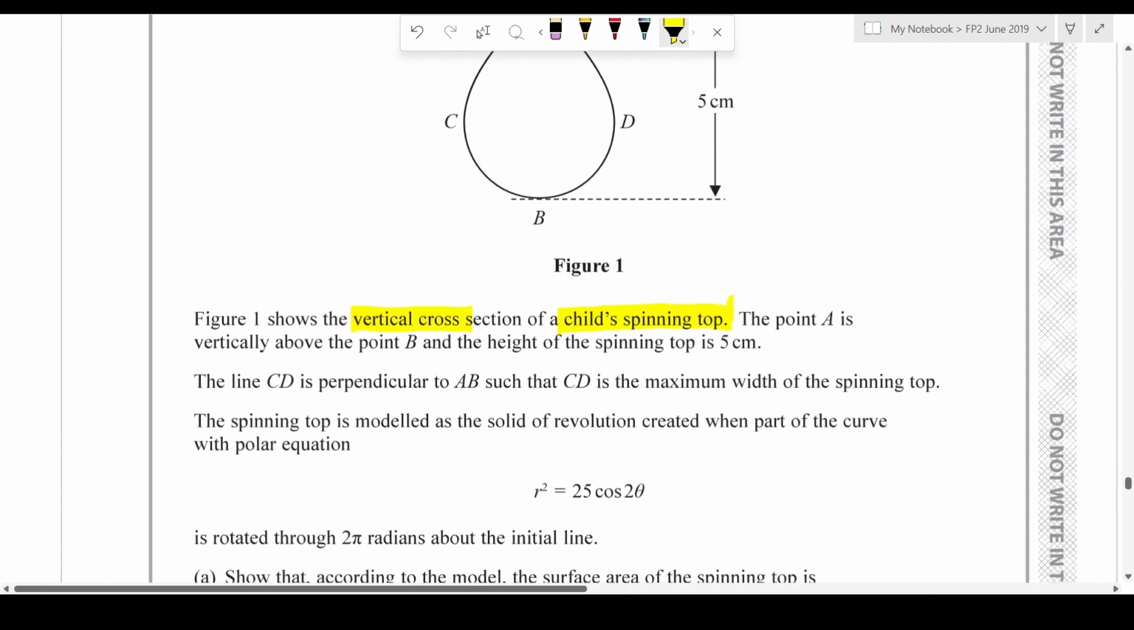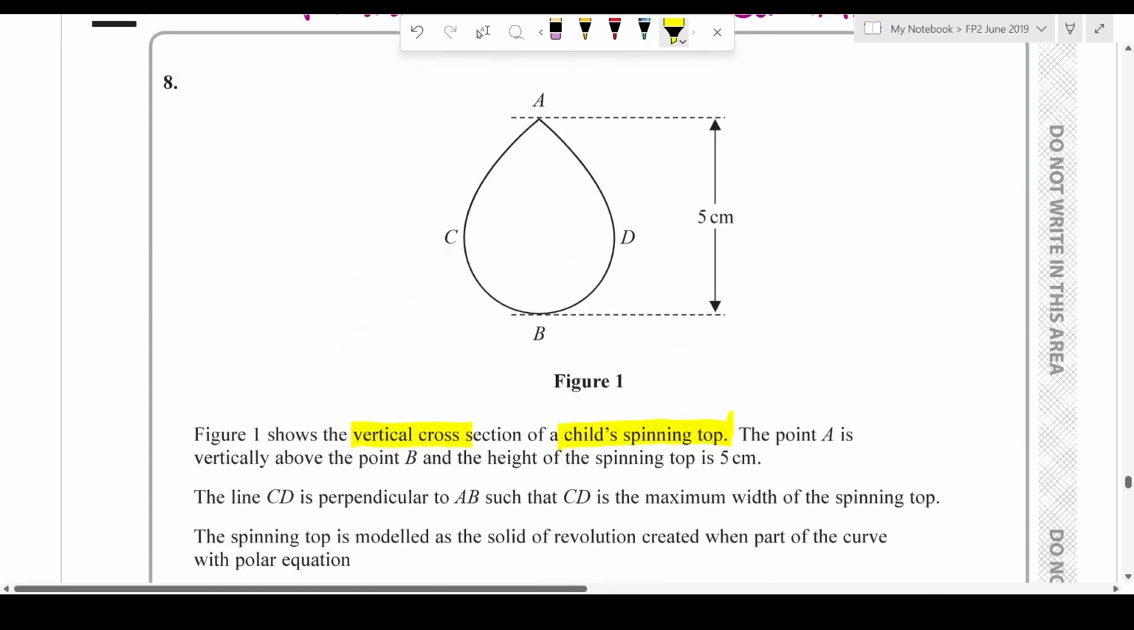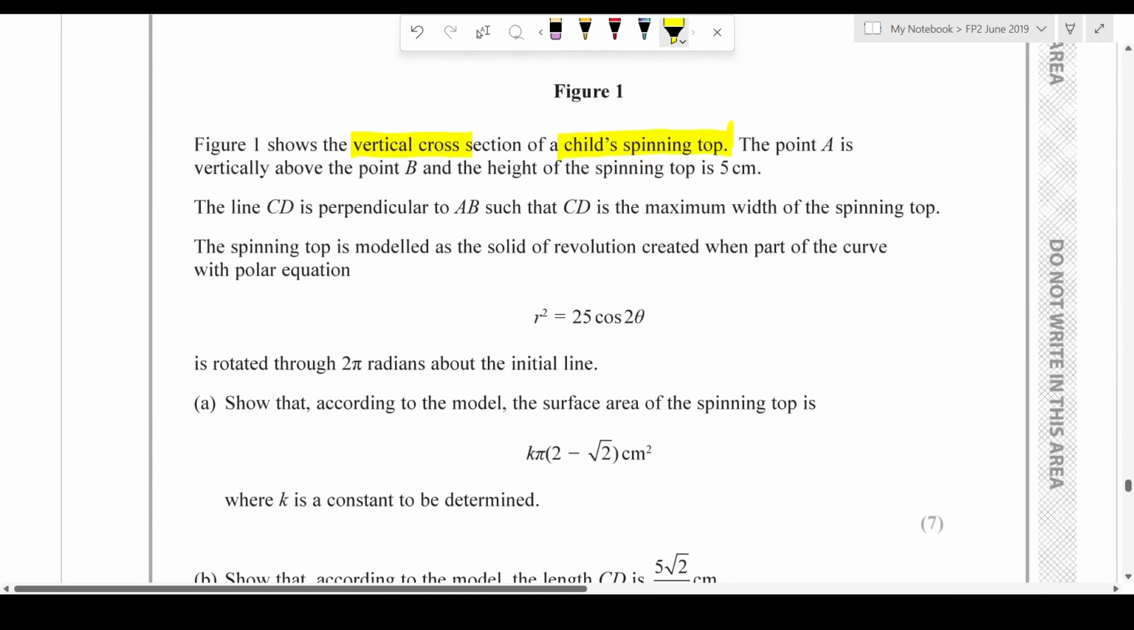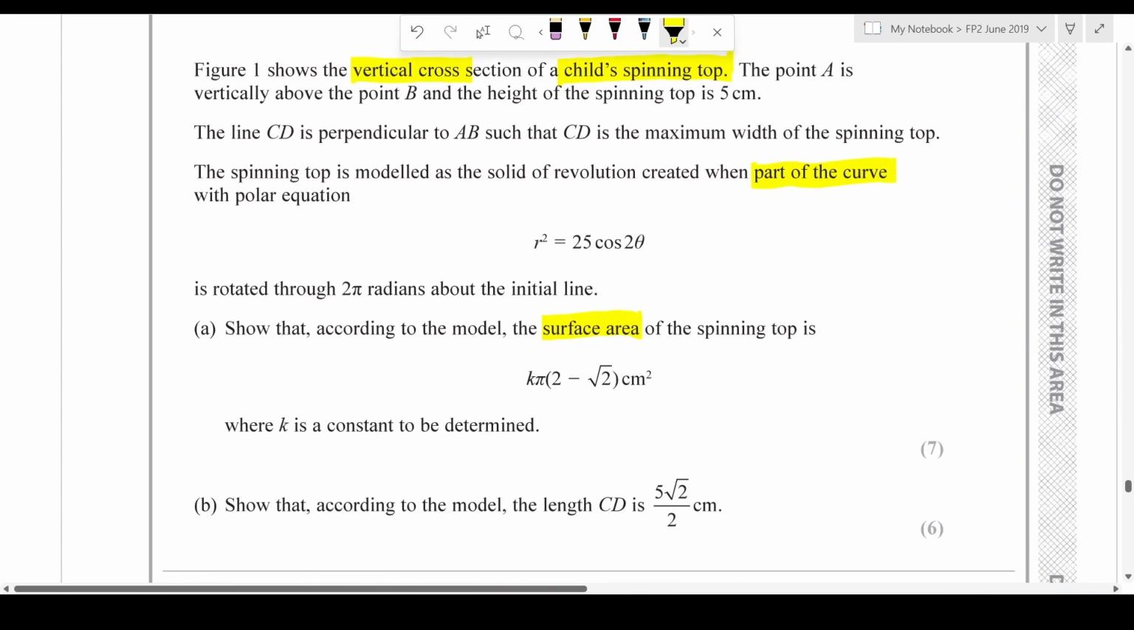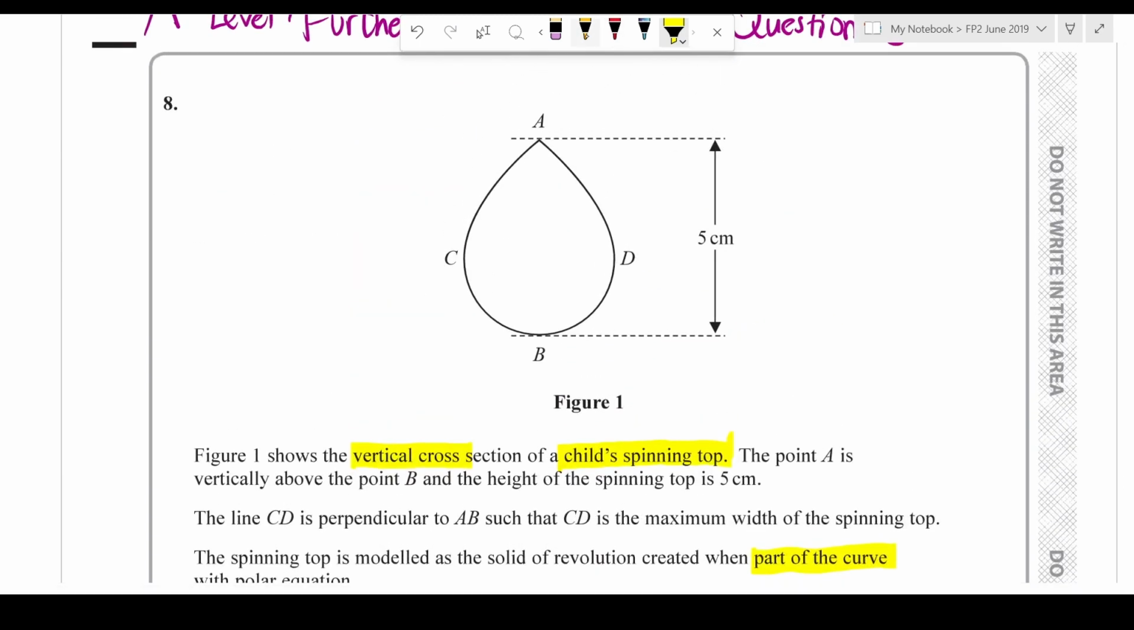Point A is like, yeah, okay. Line CD is perpendicular. Maximum distance, yeah, okay, it's probably some diagram. Spinning top's given by that, where part of the curve is rotated through above the initial line. Show the surface area is given by that. And then we're going to want to find the length of CD. Okay, 13 marks. Not a lot of information just given to get started.